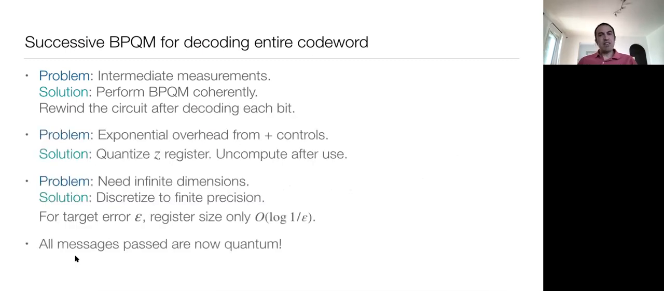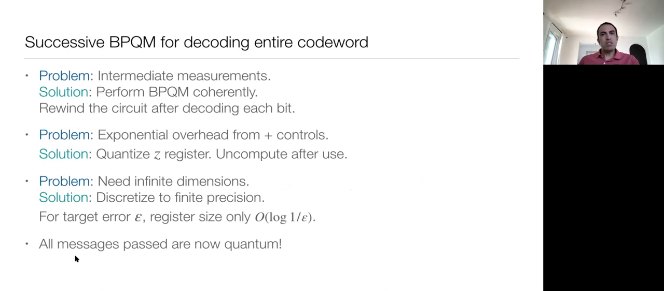Okay, there's a problem with that. And that is every time there's a check node, there's this control, and we have to do something different depending on the two values that go with that. And these check nodes, there's not just one of them. So it's actually an exponential overhead from these controls.